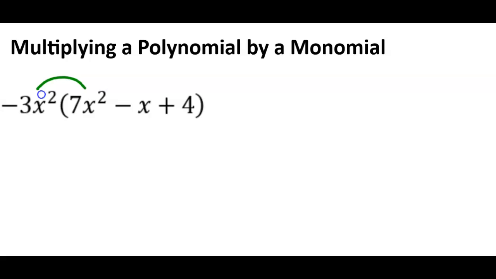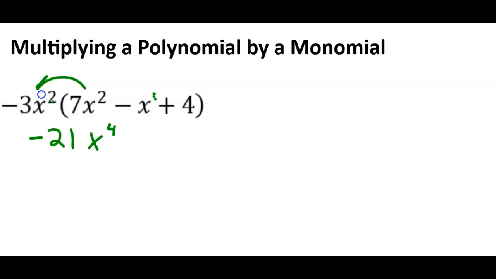So the -3 is going to multiply by the 7, and I'm going to get what? -21, right? My x squared is going to multiply by my x squared. I'm going to apply rule number 1 from chapter 7. And what am I going to do with my exponent? It's going to be x to the fourth, because I'm going to add my 2 plus 2. Right? What's my exponent on this -x? 1. Very good. Some of you got that question wrong on your test, right?